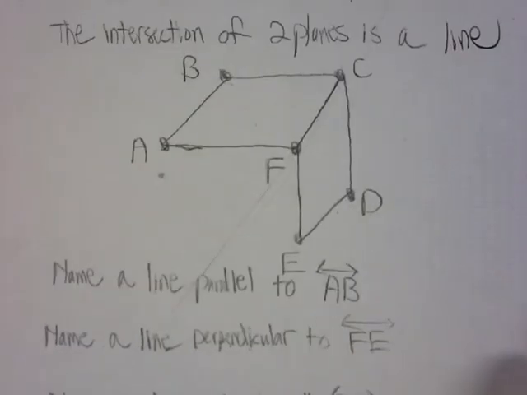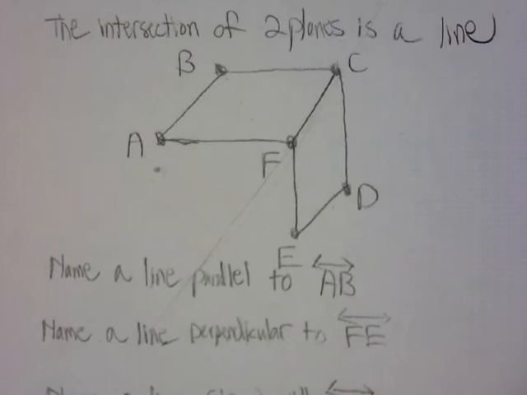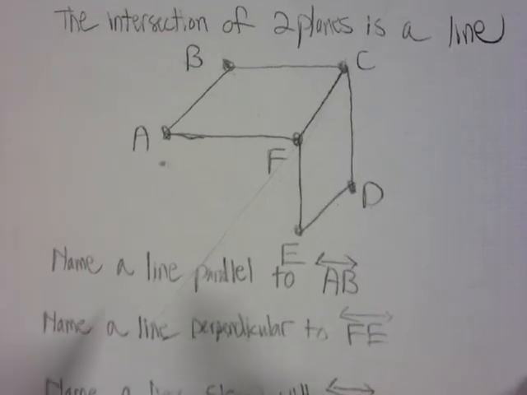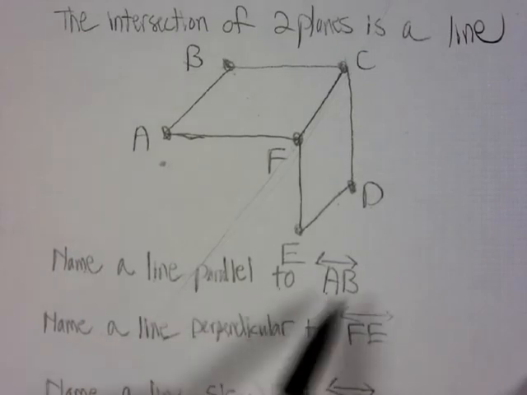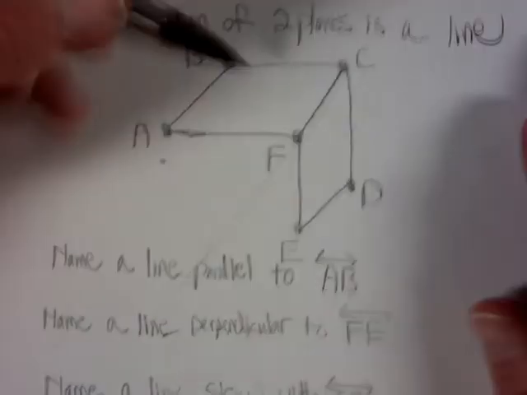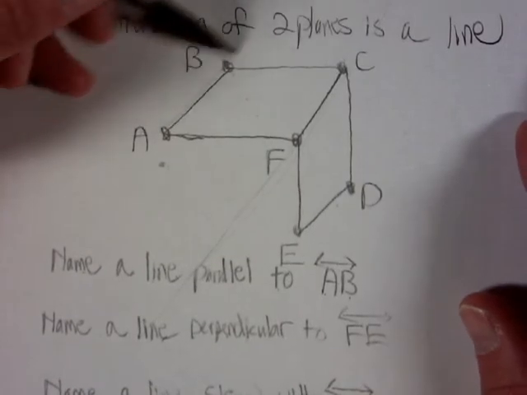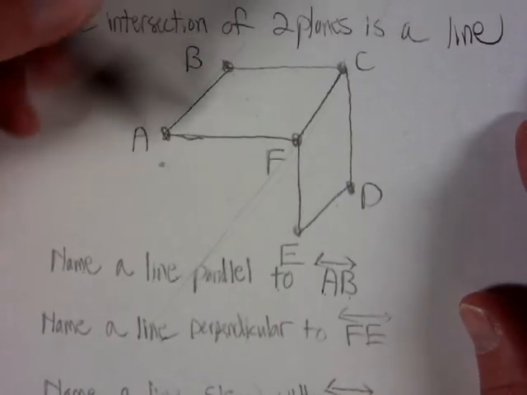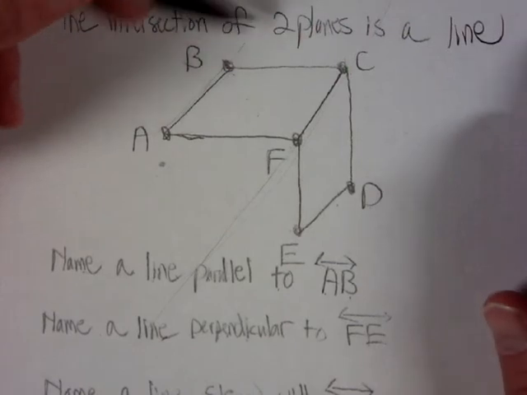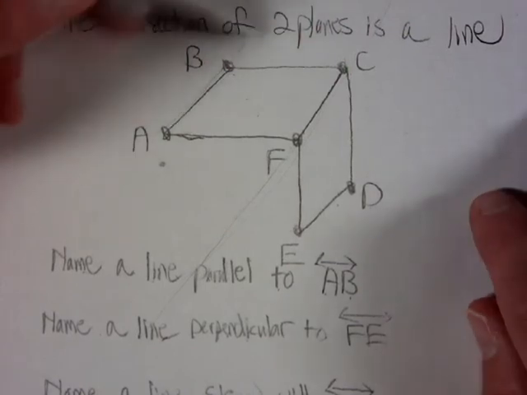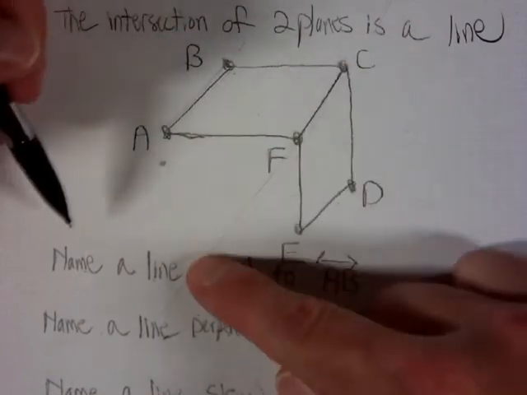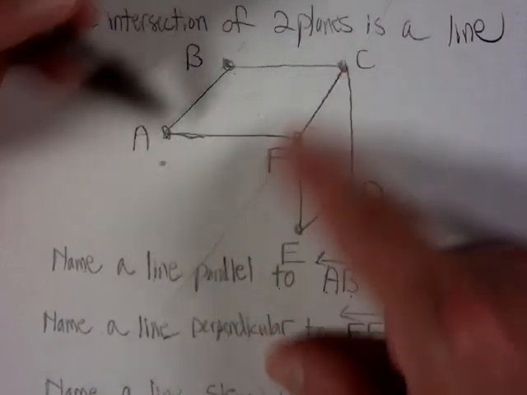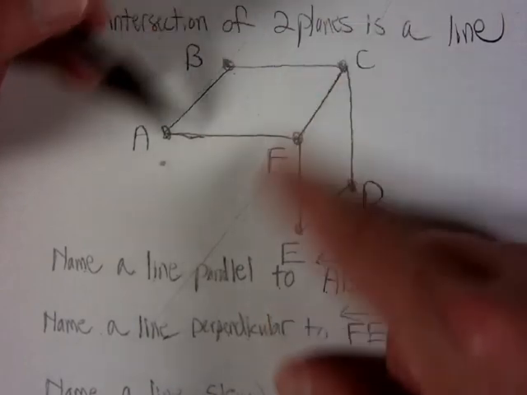Now we've got an object here that they're going to ask us questions about. The first one says, name a line parallel to line AB. Well, first of all, let's see where line AB is. Line AB is here. We want to name a line that's parallel to AB. Another line that would be parallel to AB would be the one on the opposite side of the top of the box. So that's line FC.